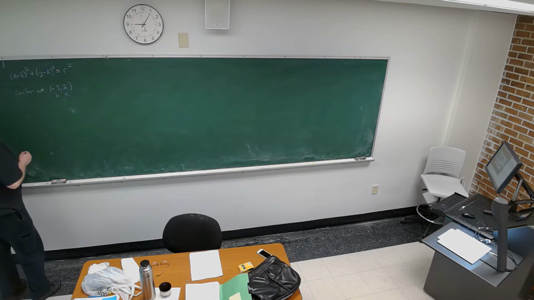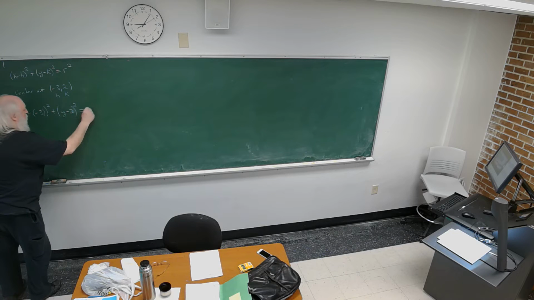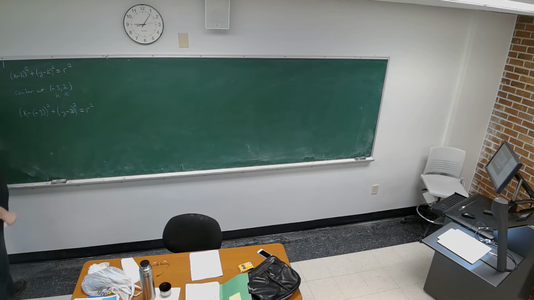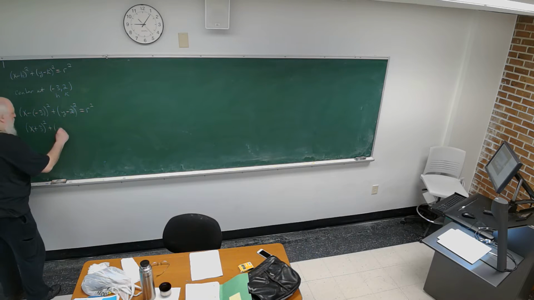And so substituting in for h and k in standard form for the equation of the circle, you have (x minus -3) squared plus (y minus 2) squared is equal to r squared. A minus a minus is the same as plus a positive. So we have (x plus 3) squared plus (y minus 2) squared is equal to r squared.